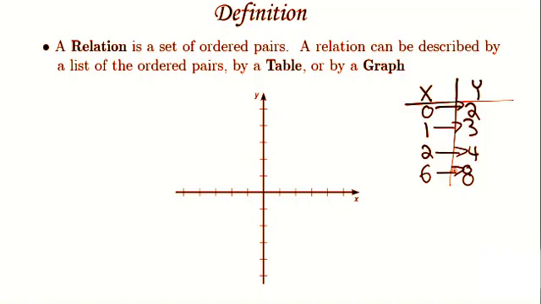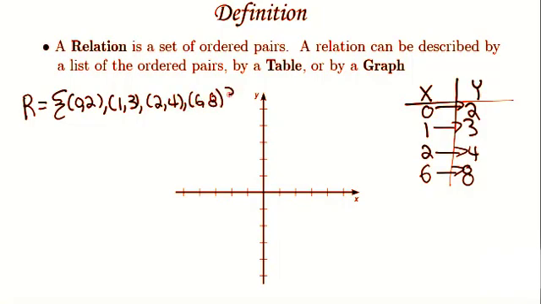So the second way to describe this relation would be as a set of ordered pairs. Each ordered pair is shown in parentheses within a set of braces. So the first pair is 0, 2. The second pair is 1, 3, 2, 4, and finally 6, 8. So this describes the relation as a set of ordered pairs.